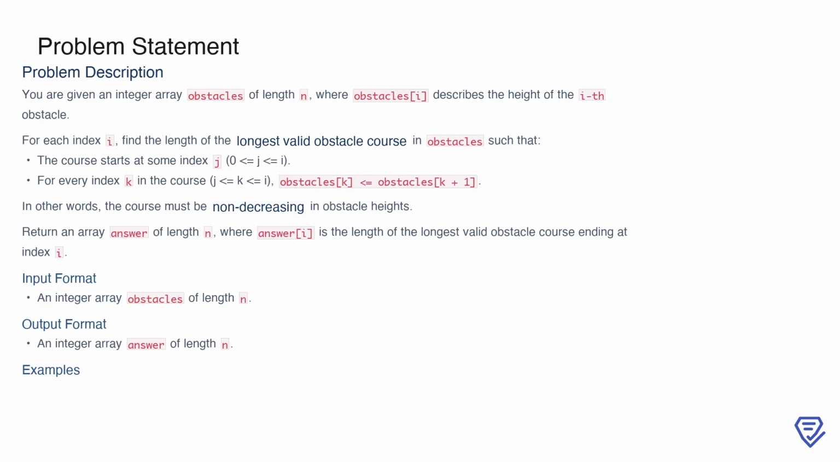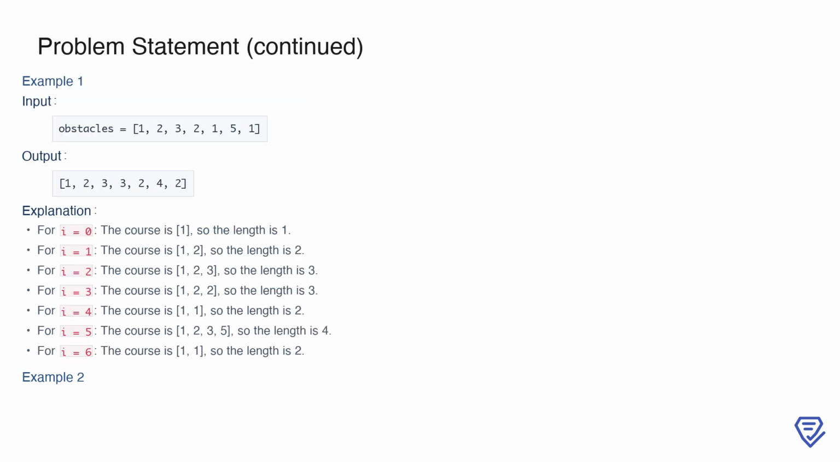The problem specifies the input format as a single integer array and the output format as another integer array of the same length containing the results for each position. Let's look at the first example to understand the problem better.